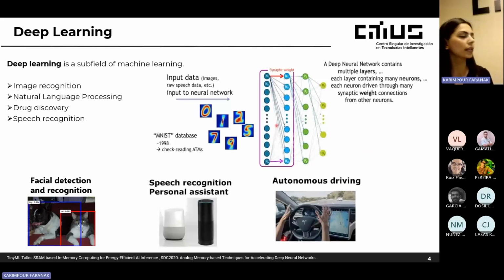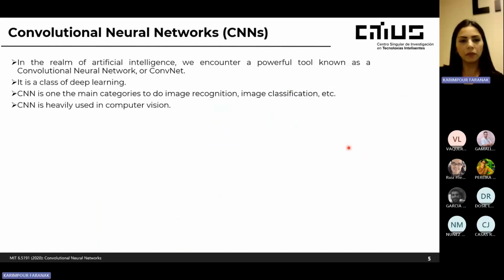A deep neural network, as you can see in the picture, is an artificial neural network with multiple hidden layers between input layers and output layers. Examples of how deep learning can transform computer vision are facial detection, speech recognition, autonomous driving, and drug discovery. In this research, I will focus on the specific class of deep neural network that has significantly impacted image recognition and classification, convolutional neural networks, or CNNs.